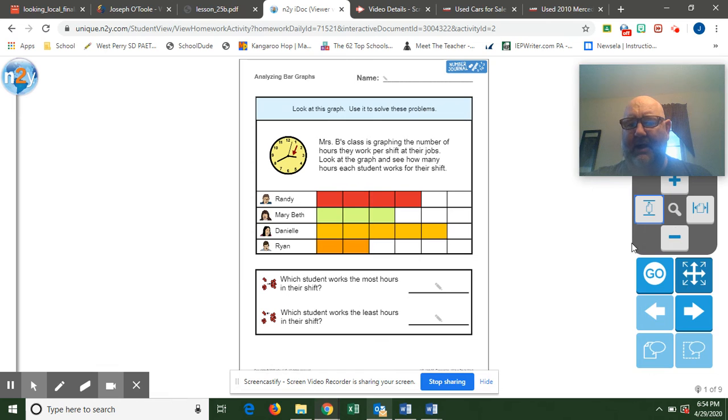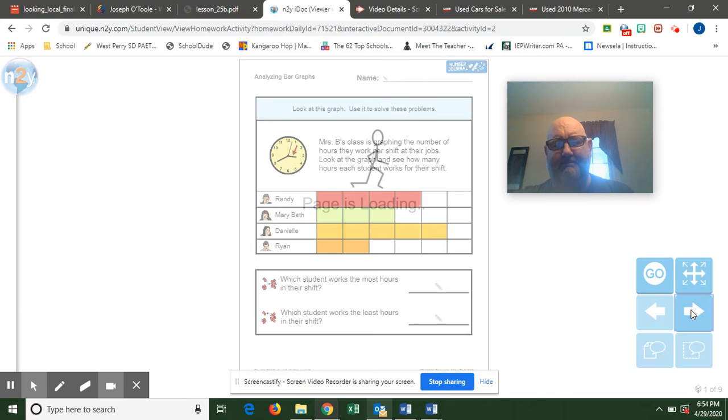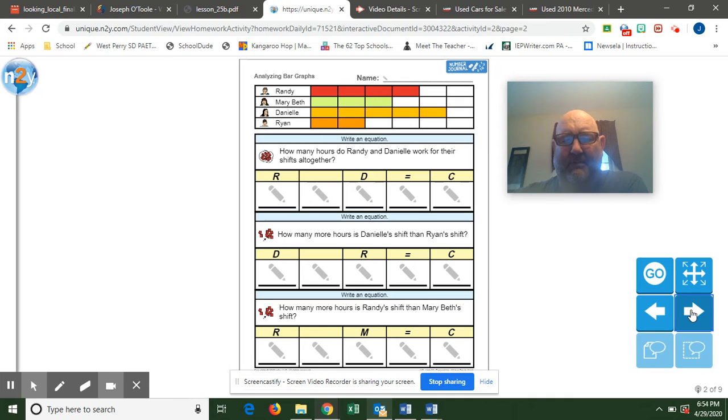I really am most concerned that you understand the story problem that's up here as well as the graphs. So there will be a brief little story for each page, a graph for each page, and then some questions to answer. If you move through it, we're going to see some math problems associated with it too. And this is an example.